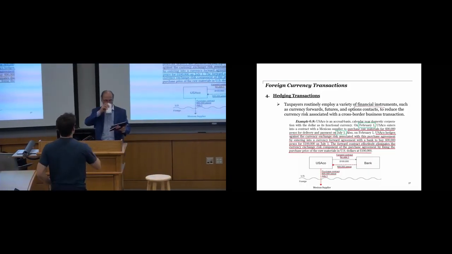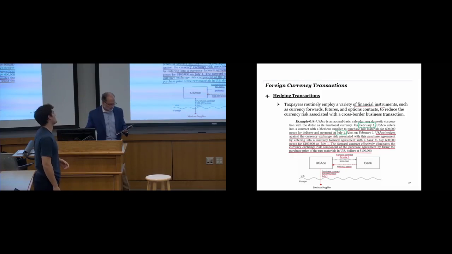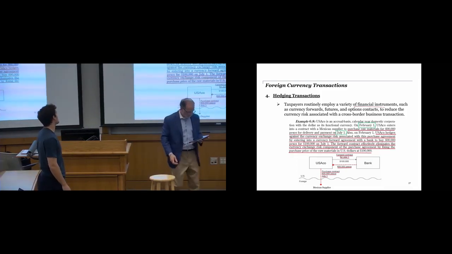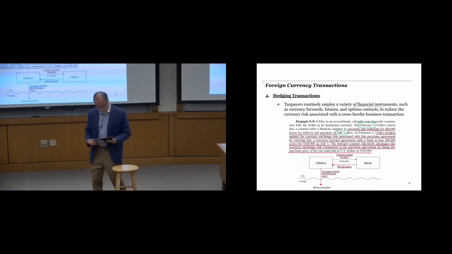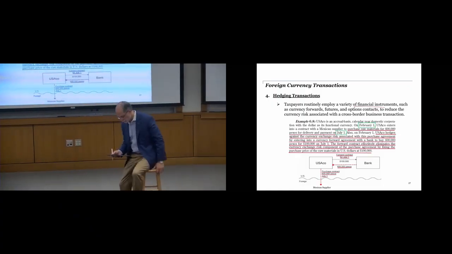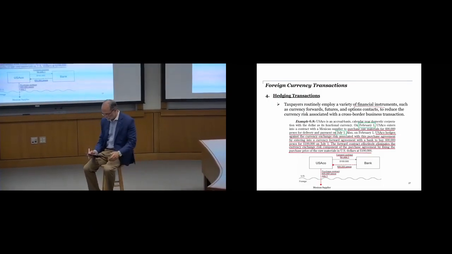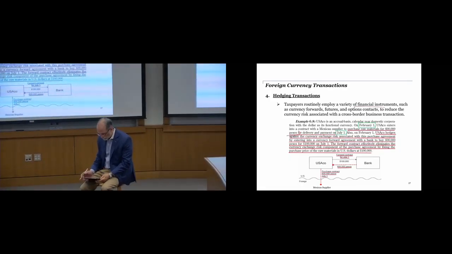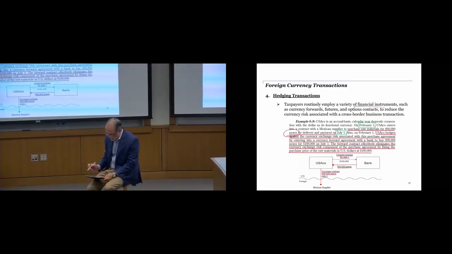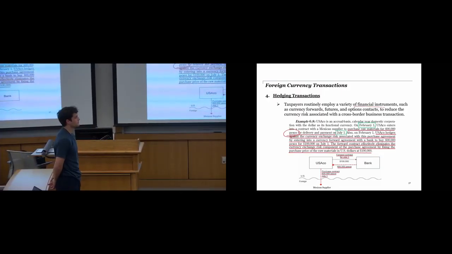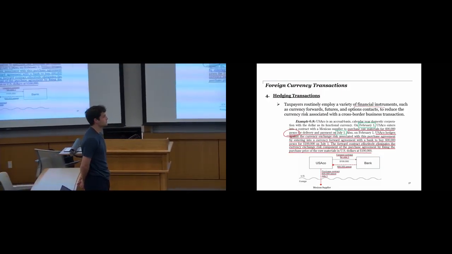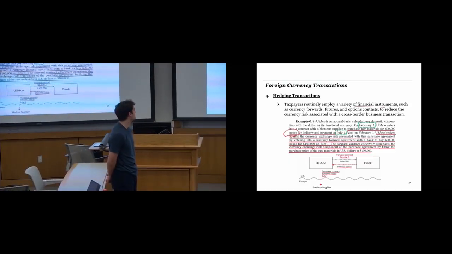Example 6-8 states that USA Co, an accrual basis calendar year domestic corporation with the dollar as its functional currency. On February 1st, USA Co enters into a contract with a Mexican supplier to purchase raw materials for 600,000 pesos for delivery and payment on July 1. So now we got a foreign currency transaction, right? I enter into a contract that's denominated in other than US dollars. And that can happen to you.